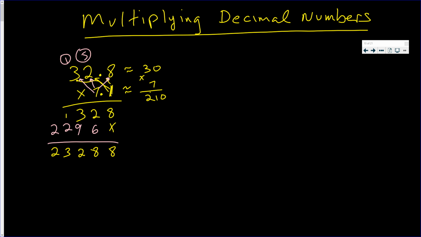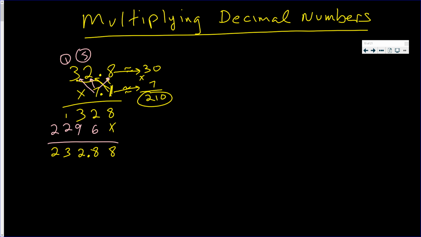And I want my answer to be around 210. In fact, a little bit more, because I rounded down to 30 from 32.8, and I rounded down from 7.1 to 7. So obviously, I hope, the decimal goes there.